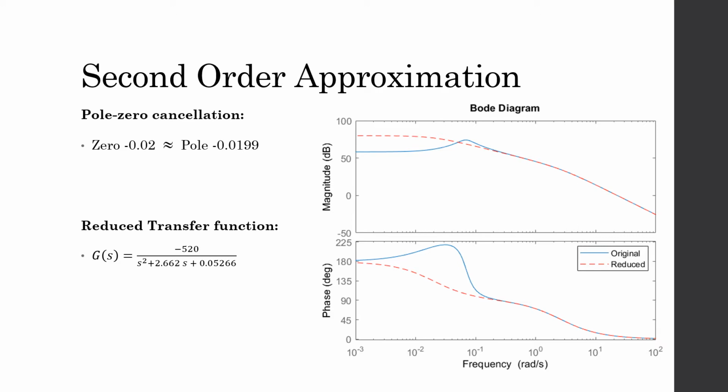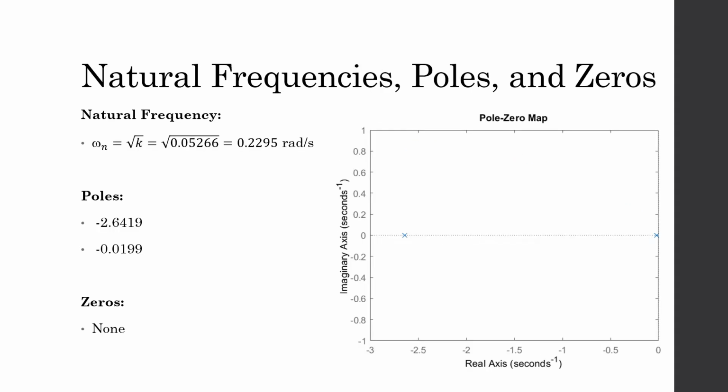The Bode diagram shown to the right gives a comparison of the frequency response between our original and the reduced transfer function. Due to their similarity, this can be used as evidence for the effectiveness of our approach. Our system has a natural frequency of 0.2295 radians per second, 2 poles of negative 2.6419 and negative 0.0199, and no zeros. These are plotted on the pole zero map shown to the right.